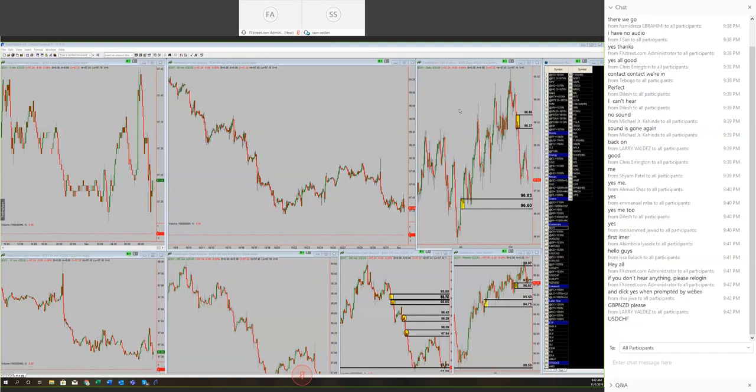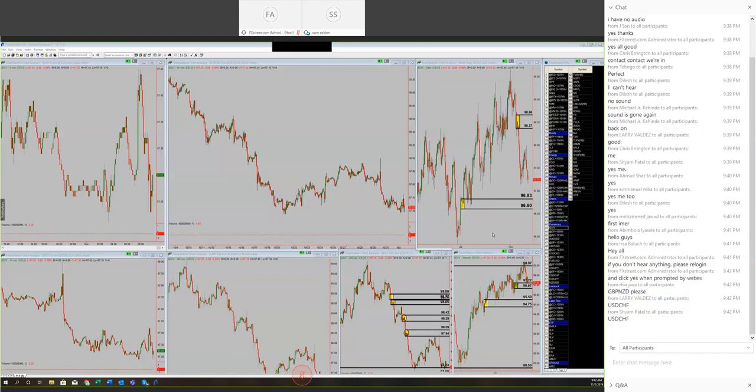I often have positions on in some of these markets. I think I have two positions on at the moment, possibly three. So I'll always let you know that. And let's dive in. Let's move forward. So we are looking at multiple time frames of the U.S. dollar.